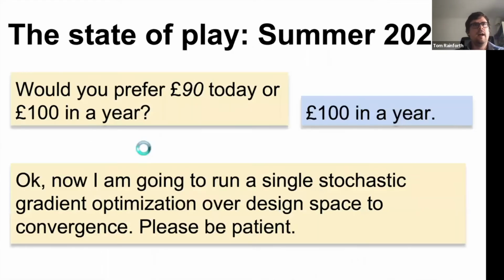So let's go back and think about the problem that we had with these questions, and say, well, now we're going to ask, would you prefer £90 a day or £100 in a year? And the respondent says, I'd rather the £100 in a year. And then the system goes, okay, well, now I need to go and do some optimization. And this is potentially quite a quick thing as these things go. You might be able to train this in a couple of minutes, but it's still hardly ideal.